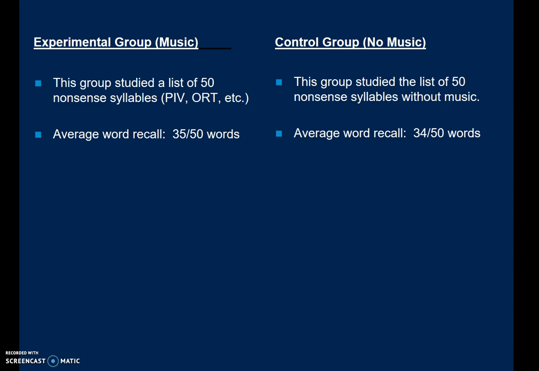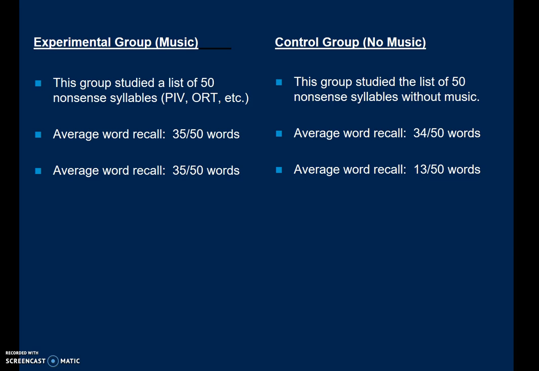Now, let's ignore those results. And I'm going to show you some more results. Let's pretend that the results for the experimental group was 35 out of 50, but the result for the control group was 13 out of 50. Now what can we conclude about the effects of music on memory? It appears that music has a positive effect on memory because the experimental group recalled a lot more words on average than the control group.